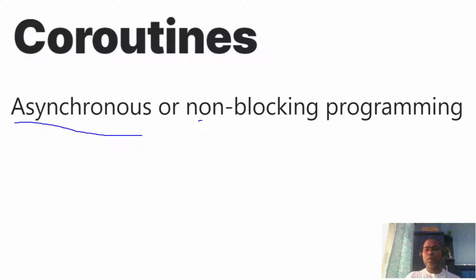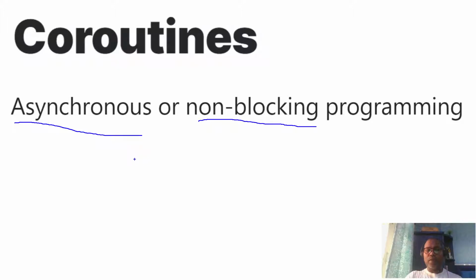asynchronous, non-blocking programming. The main purpose of coroutines is to support an add-on feature in your program that can run asynchronously and non-blocking. As you know the meaning of asynchronous, your set of code can run asynchronously.